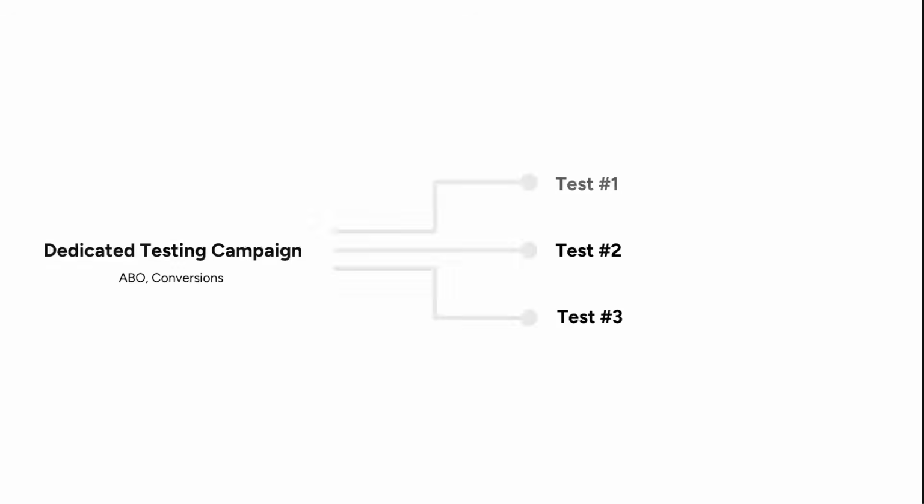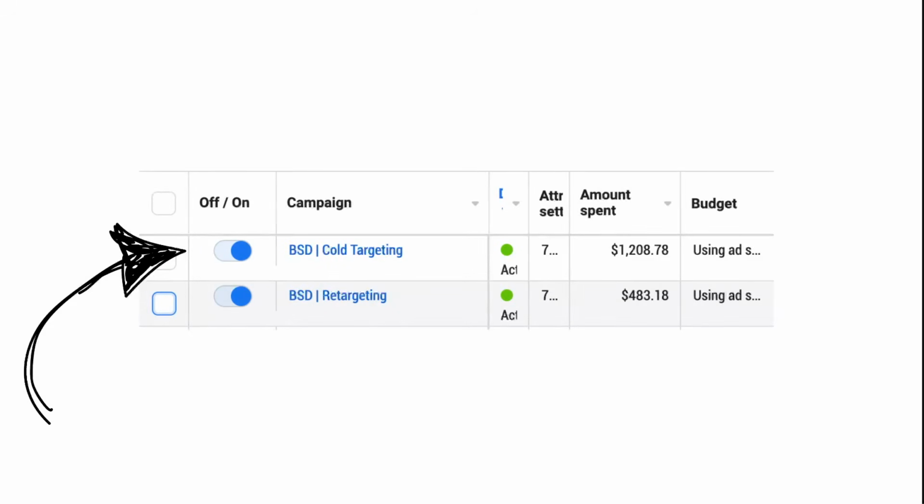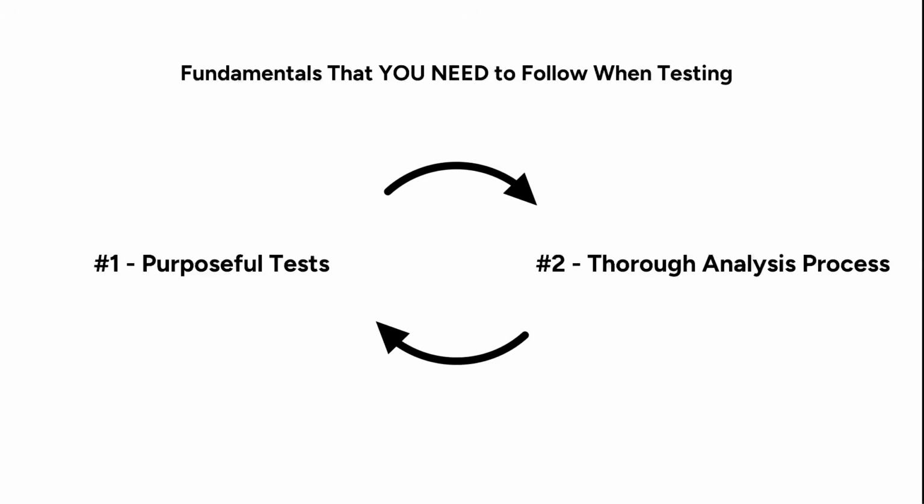Now, what this actually looks like within an ad account, as you can see here, this is a screenshot from one of our ad accounts currently under management where it says BSD cold targeting. We'll come back to that in just a second. So the fundamentals of what you need to be following when you're running a test within this testing campaign is, number one, it needs to be a purposeful test. There needs to be an actual purpose as to why it's being tested. And then after that test is run, it's important to do a thorough analysis process. Understand why the test outcomed what it did, and then use that to reinform the next test.